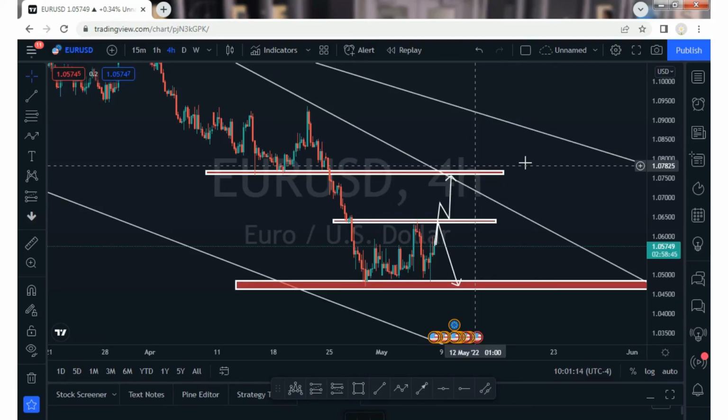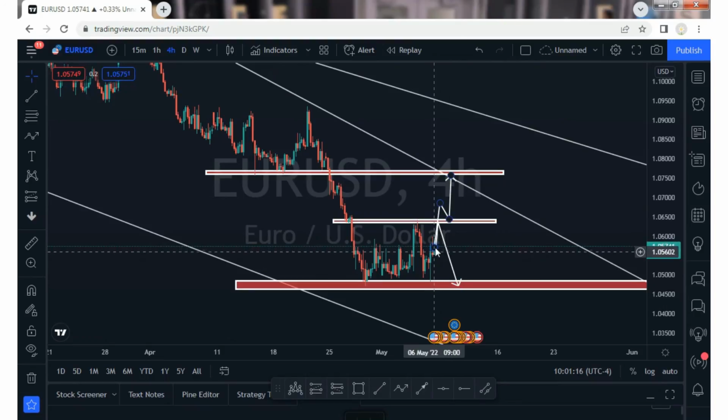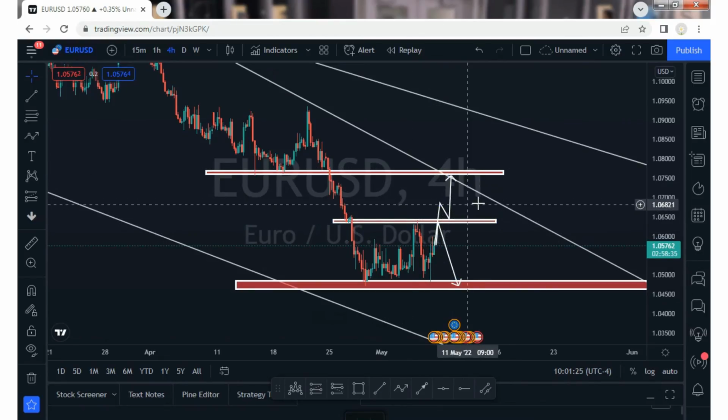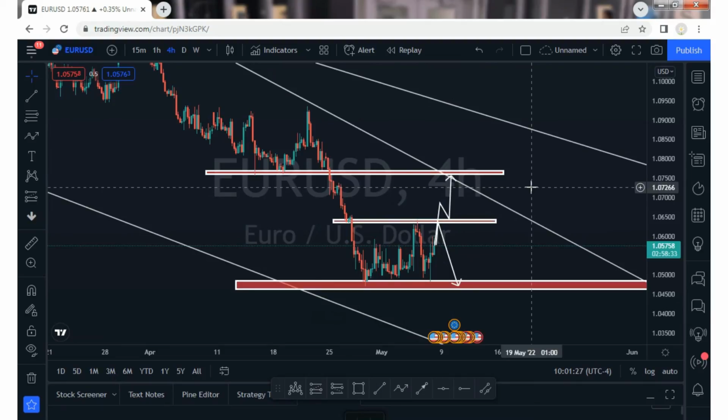Now I've analyzed this as: market can either come to this point, respect my resistance and come back down, or price can break my resistance and make a retest. Remember, after a breakout there's always a retest. So all you need to do is just have patience. Don't just jump into trades. Make sure your setup is confirmed before you enter.